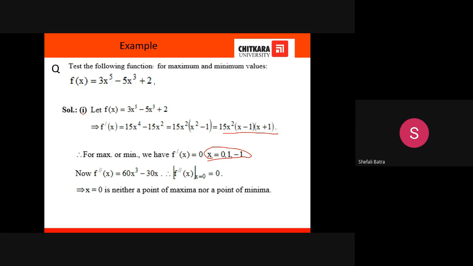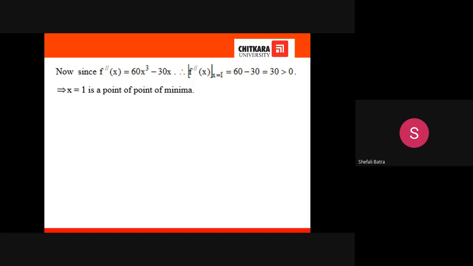Done. Second task is the second order derivative test. So you need to find out its second order derivative. So that would be 60x^3 minus 30x. Now we will be checking this second order derivative at points 0, 1 and minus 1. So when you are putting x is equal to 0, it would become 0. It means x is equal to 0 is neither a maximum point nor a minimum point. Now, next for x is equal to 1, we will be putting x is equal to 1 in this. So you will be getting here 60 minus 30, that is greater than 0. If it is greater than 0, then x is equal to 1 is the point of minima.